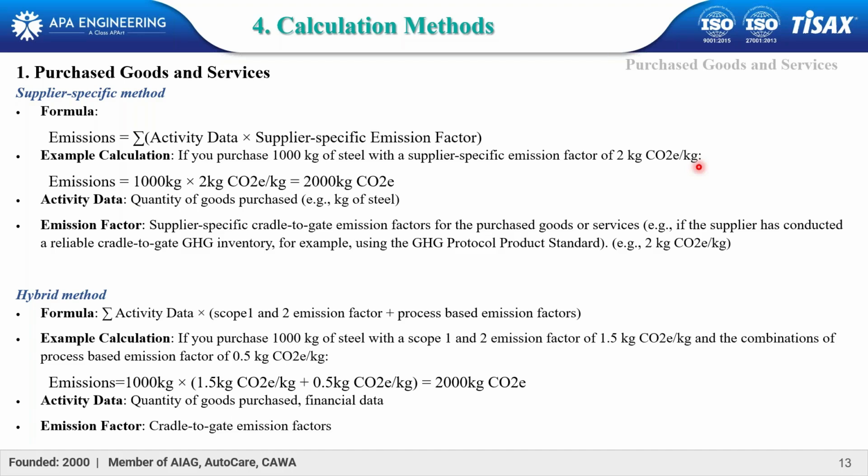Similar to the previous method, the activity data required will be the quantity of the goods purchased. For the scope 1 and 2 and the other process-based emissions, the financial data and the transport data will be the activity data required. The emission factor is similar, the cradle-to-gate emission factor of that steel.